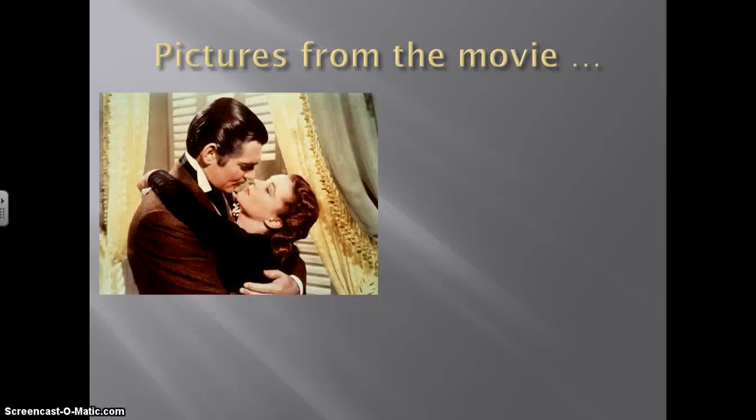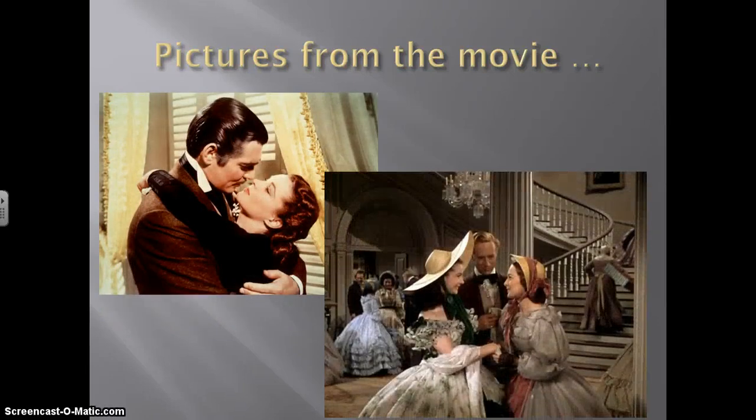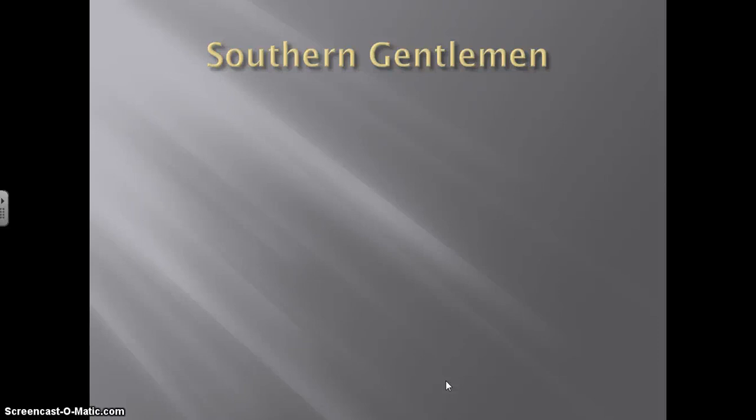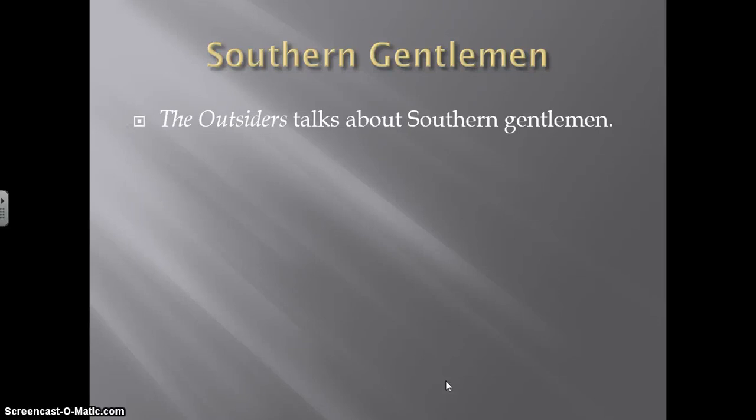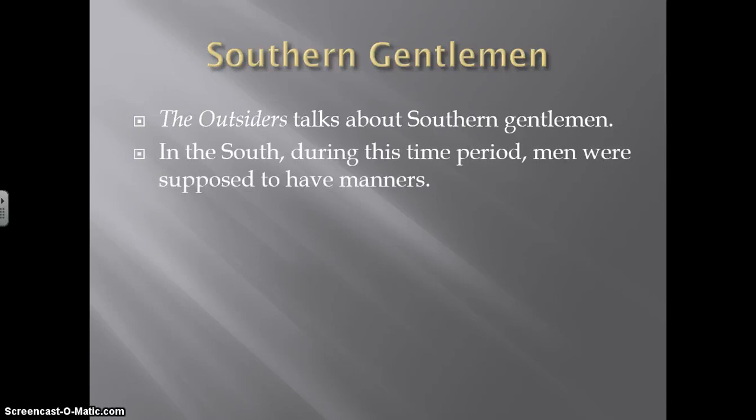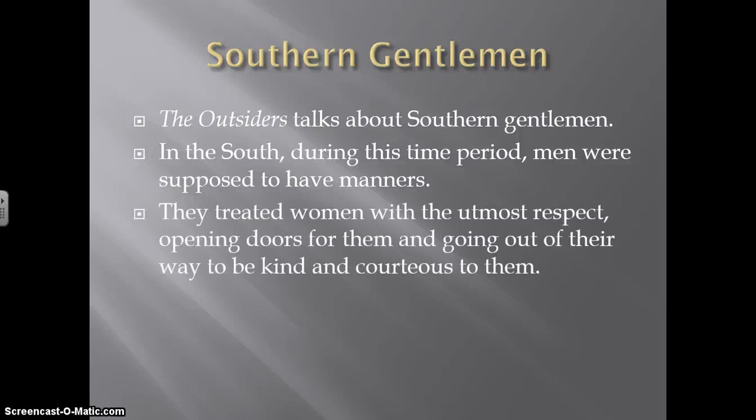Here are pictures from the movie. Oh yes, they were very much in love here. Look at the fancy dresses and hats that they would wear. Southern gentlemen are talked about in chapter 5. The Outsiders discusses it. So in the South during this time period, men had something that was called manners, boys. A lot of you need to be paying attention now because, quite frankly, I think manners and chivalry is kind of gone in today's world.